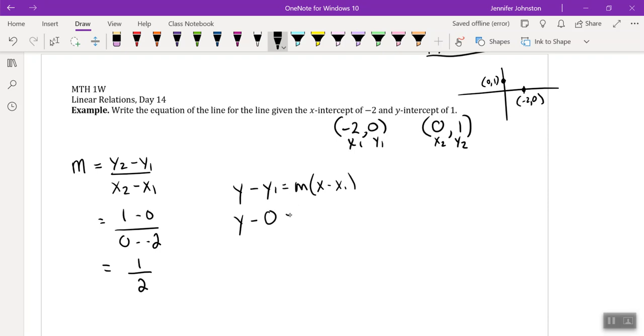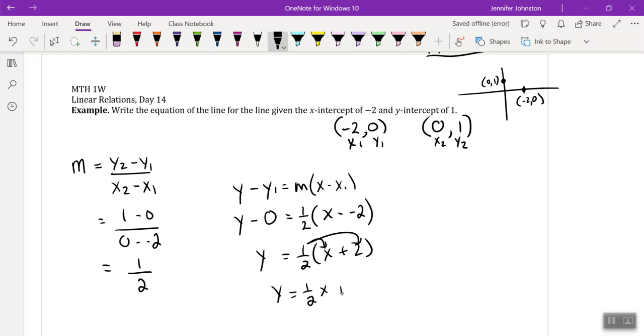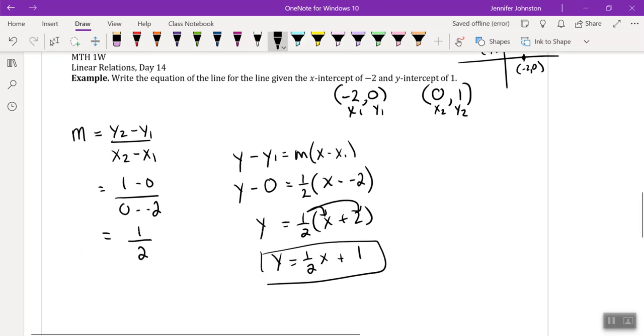Our y1 is 0. Our slope is 1/2, x minus -2. That leaves us with 1/2 x plus 2. Those double negatives become a positive. Then we have y is equal to 1/2 x plus 1/2 of 2, which is just 1. There we are. We have our equation.